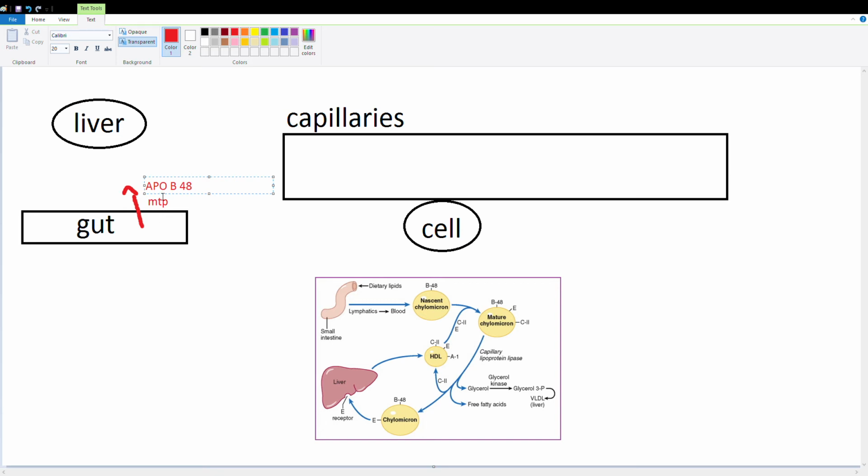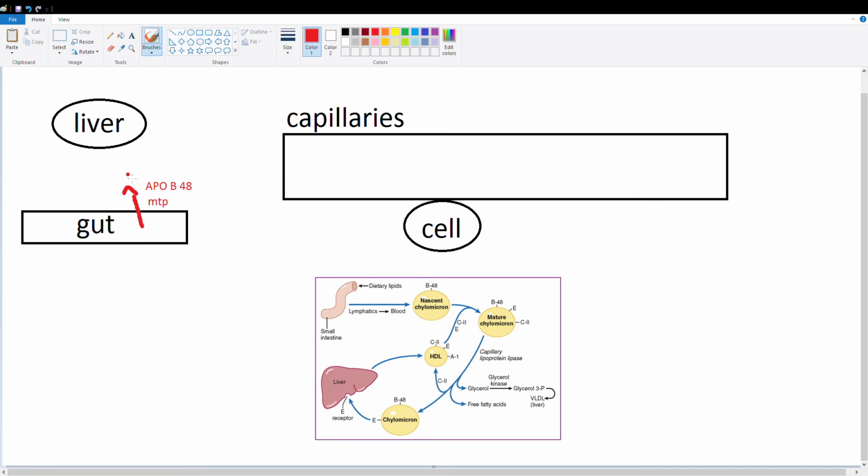So you got out of the gut, MTP acted on your triacylglycerols, stuffed them into a chylomicron, and put ApoB48 onto the surface. What ApoB48 does is it now allows the chylomicron to move from the lymph into your capillaries. So here we have the lymph, and we can now move into the capillaries due to ApoB48 acting on specific receptors. MTP in the gut puts ApoB48, moves tags into your chylomicron, and it now can go into the capillaries.